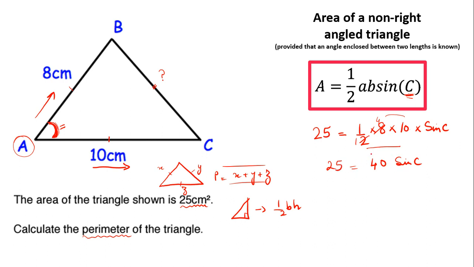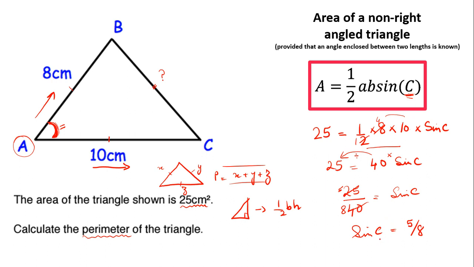Now, in order to find my sine C, I got to take my 40 to the other side. So when 40 goes to the other side, it turns into something like this. Because this 40 is in multiplication with the sine C, it goes to the other side, turns into division. So I'm going to do 25 over 40 equals sine C. Now, 5 times 5 gives me 25, and 5 times 8 gives me 40. So I have something like this: sine C equals 5 over 8.